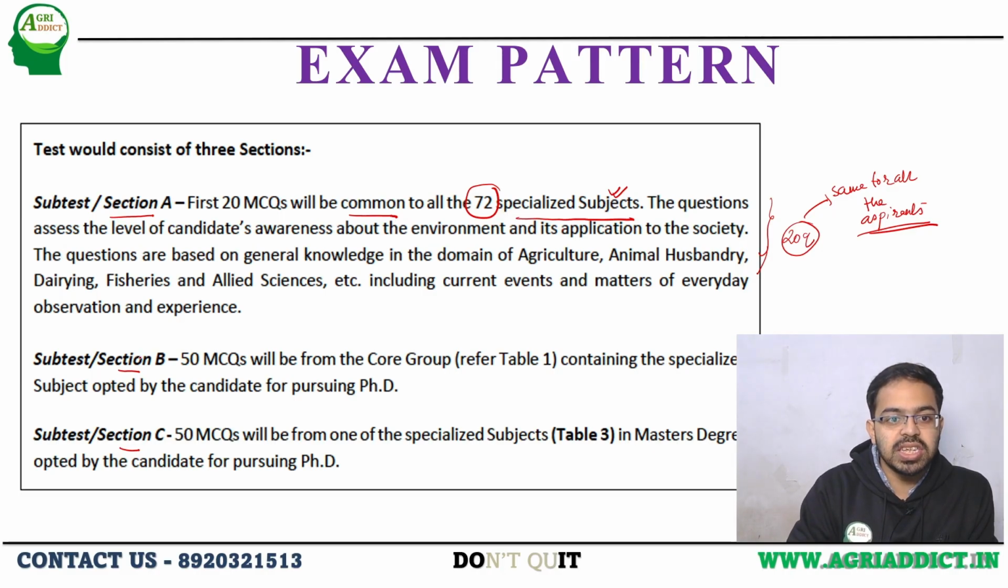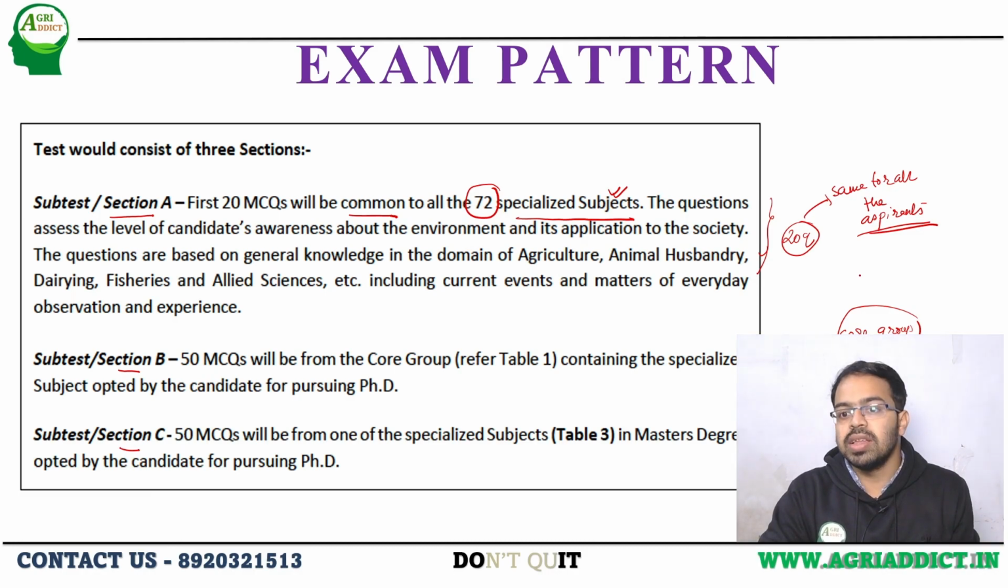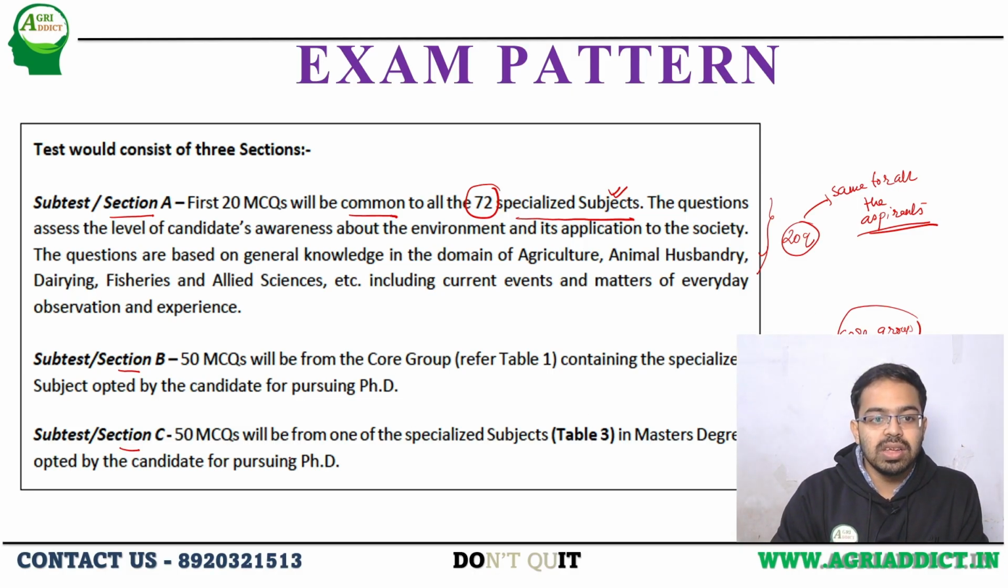Next, section B, there will be 50 MCQs, which will be from the core group. So whosoever student is appearing in this exam, maybe entomology, maybe plant pathology, maybe nematology, maybe sericulture, these 50 questions are the same for those students. And section C again has 50 questions, and this will be different for each and every one, because it will directly come from your specialized subject.